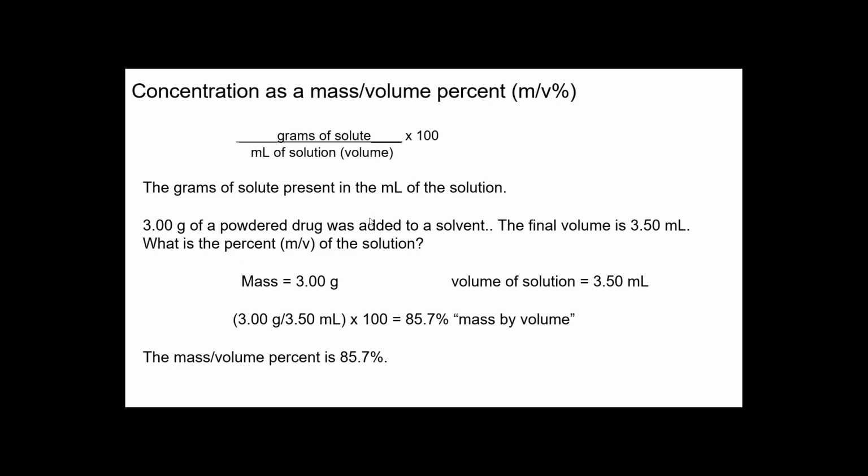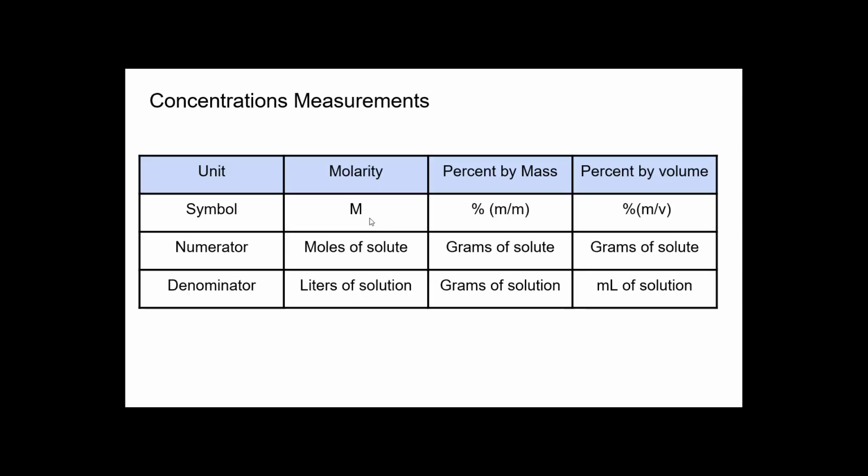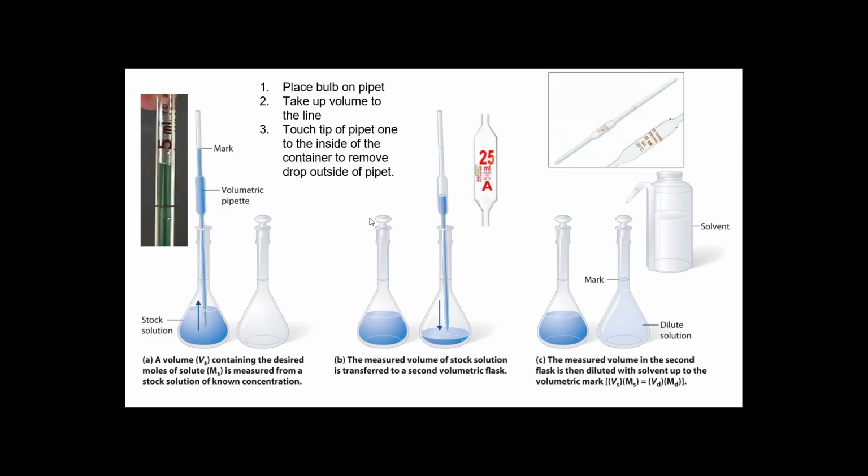And now concentration by mass of volume. You have grams of solute over mLs of solution, or a volume. So 3 grams of a powdered drug was added to a solvent. The final volume is 3.50 mL. That's the final volume, so that means that is the solution. What is the percent mass by volume of the solution? Simple. You set up the mass, divide it by the volume, and multiply it by 100, and that will give you the mass volume percent. And then here's a refresher to help you look at a table to remind yourself of what molarity is, percent by mass, and percent by volume.